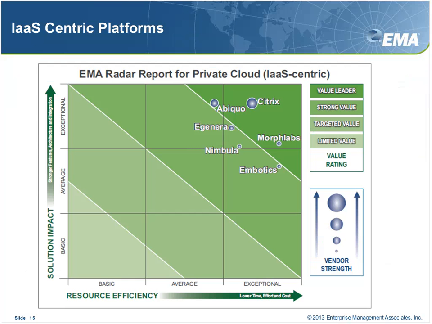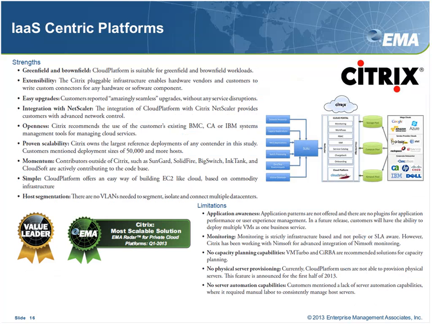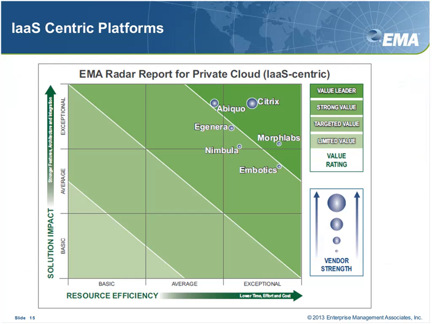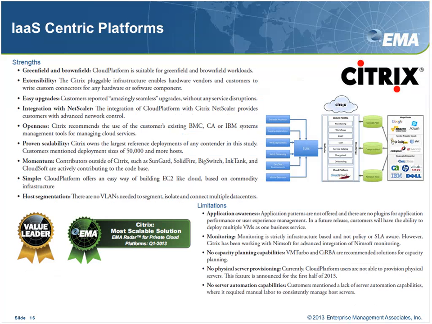Moving on to the infrastructure-as-a-service-centric platforms, and jumping right to Citrix. If you go back to the chart, Citrix is one of the value leaders, so are Abiquo and MorphLabs. Let's go to Citrix first. Citrix received the award for the most scalable solution, and that was a very easy thing for us to award to Citrix because there's a significant amount of huge deployments of tens of thousands of hosts and hundreds of thousands of virtual machines that are managed by Citrix Cloud Platform.